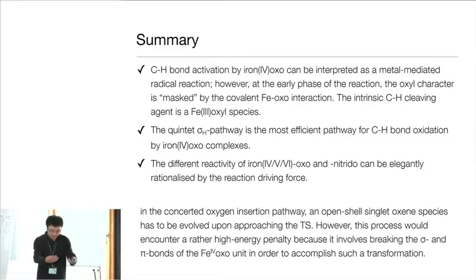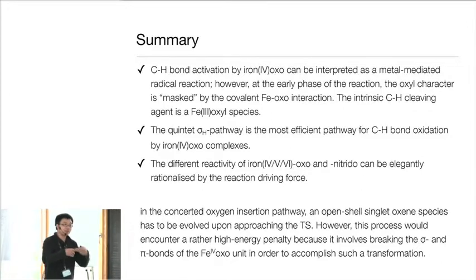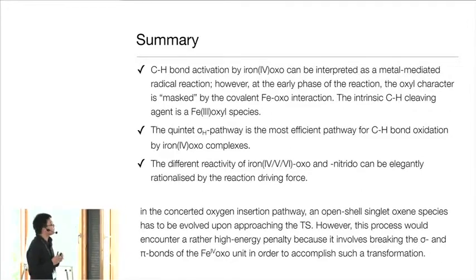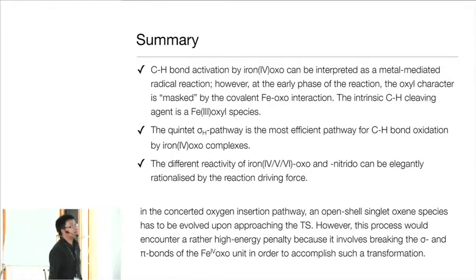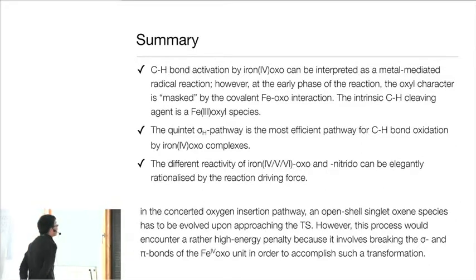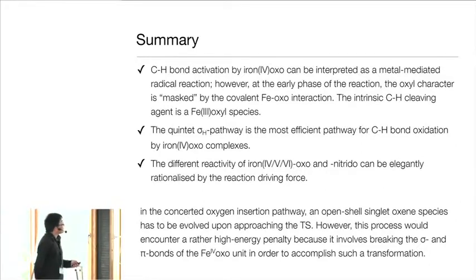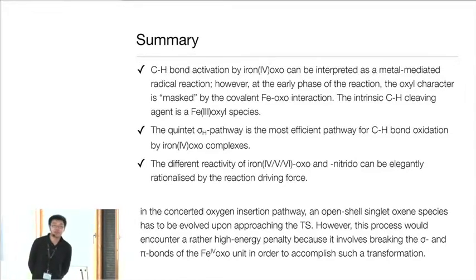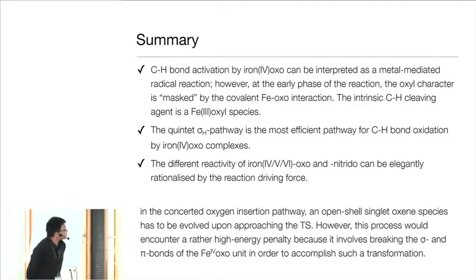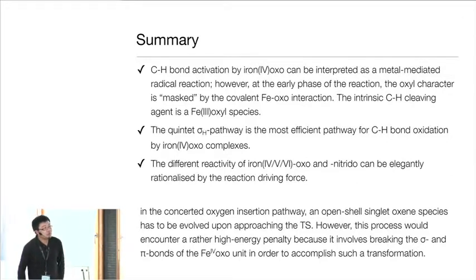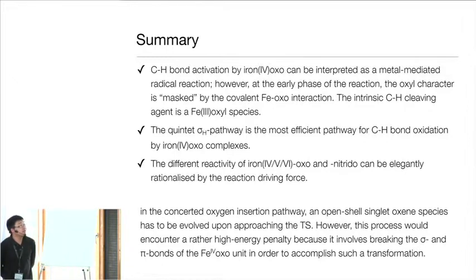So the reaction is something like: we first generate an oxyl, and then the oxyl reacts with the C-H bond. I think I explained to you that the quintet sigma pathway is much more efficient than any other. By far the most efficient pathway is C-H bond activation. And the different reactivity of this high-valent oxo and nitrido series has been elegantly correlated with the driving force of the reaction.